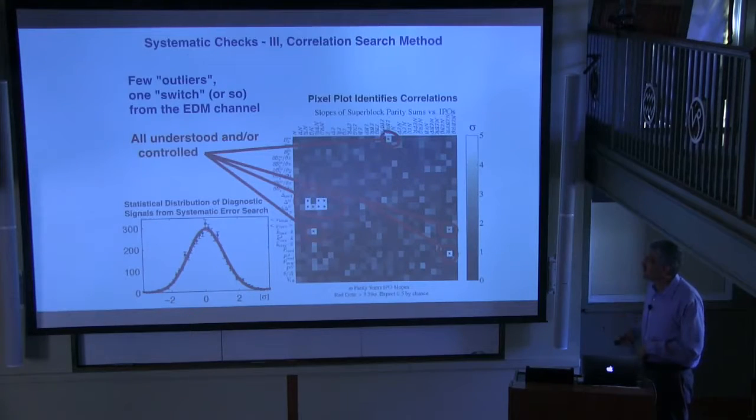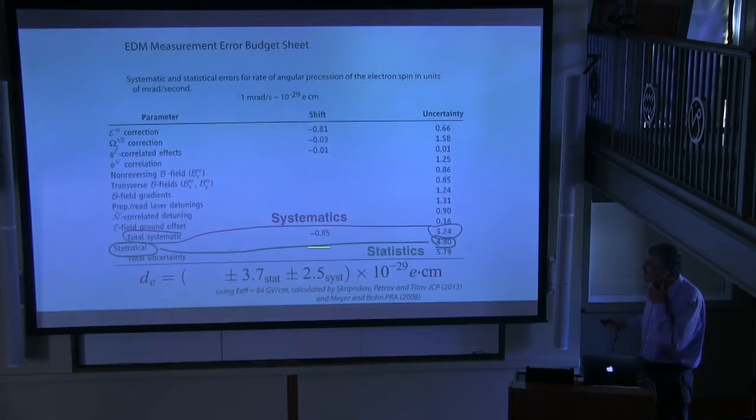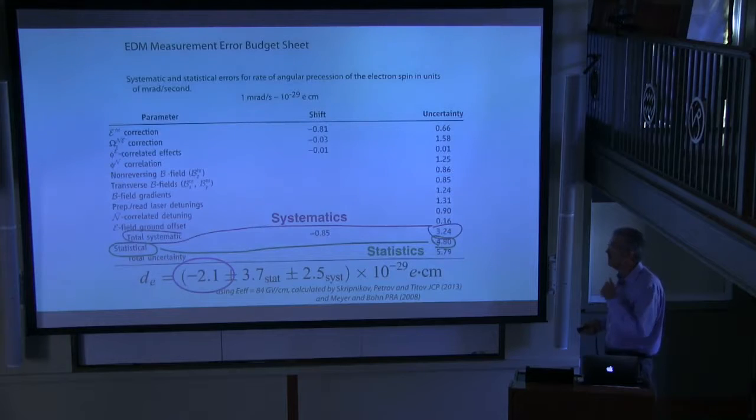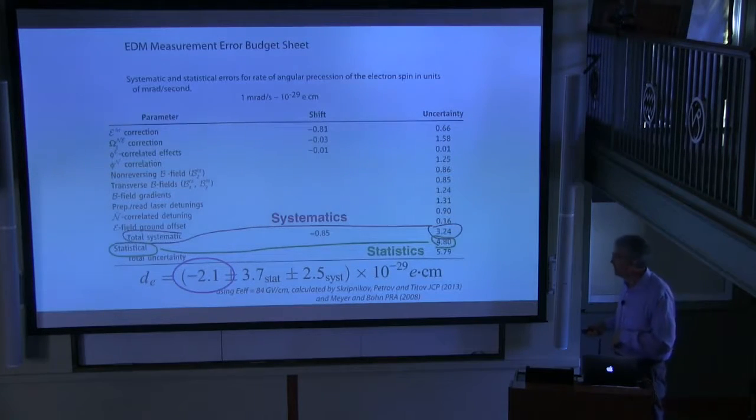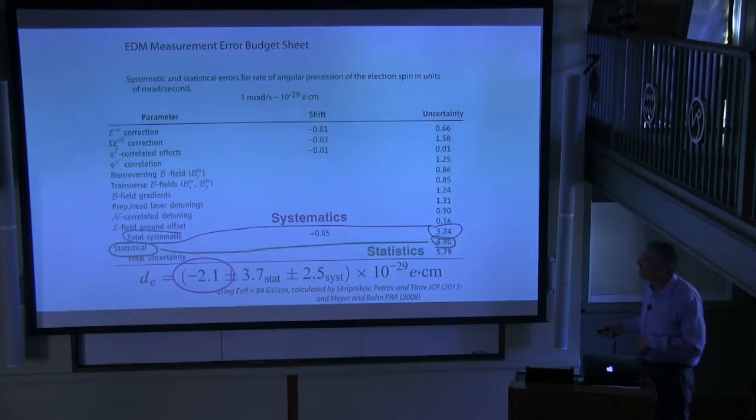These were all understood and controlled. So there's a systematic table of systematics. You can get this kind of error here. This was our systematic error here. The statistical was a 4.8. Before we unblinded, this was our answer. And then when we unblinded, we got that. And so it was consistent with zero, and we were able to put a limit on the order of about 8 times 10 to the minus 29 e centimeters.